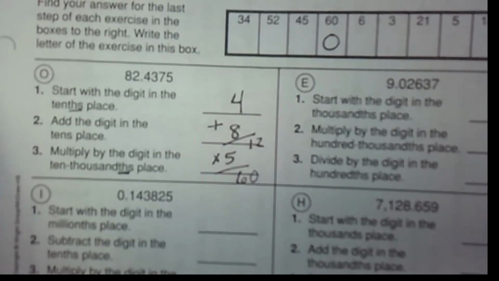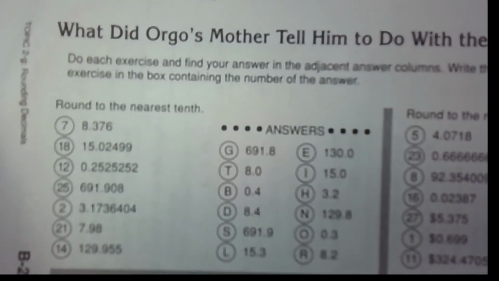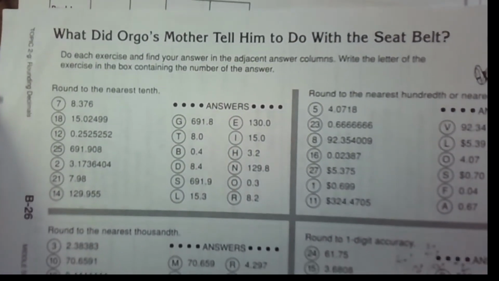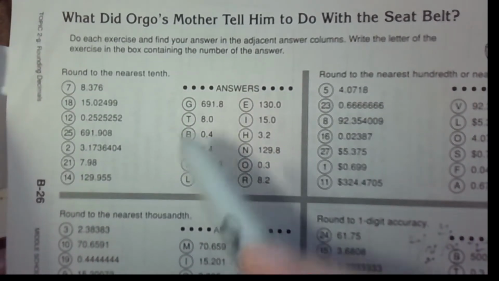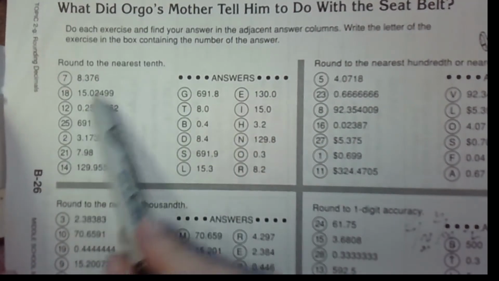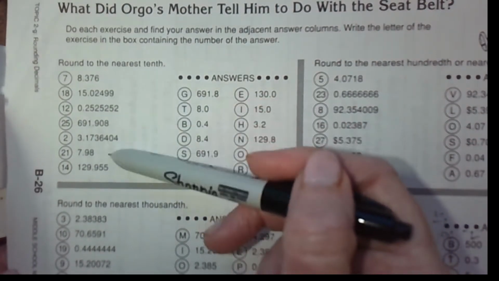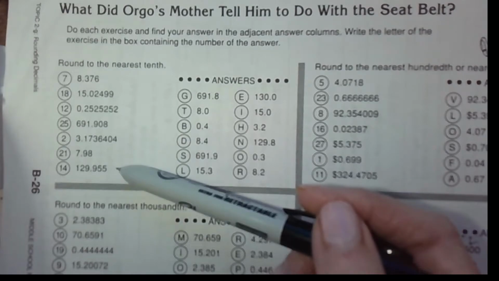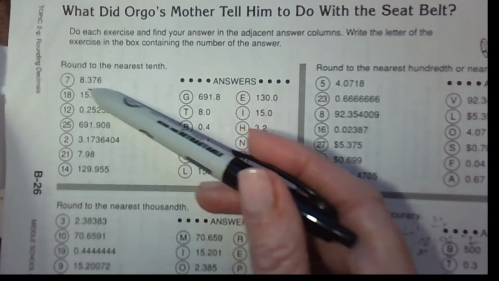On the other side of this packet, what did Orgo's mother tell him to do with the seat belt? Let's just be sure that we're okay with the directions over here as well. Looking at the page, they've broken it up into quadrants. Looking at just this top quadrant, the answers that you pick from are the answers to these. There are more answers to select from than there are problems, so not all of these are correct. Let's try just number 7.